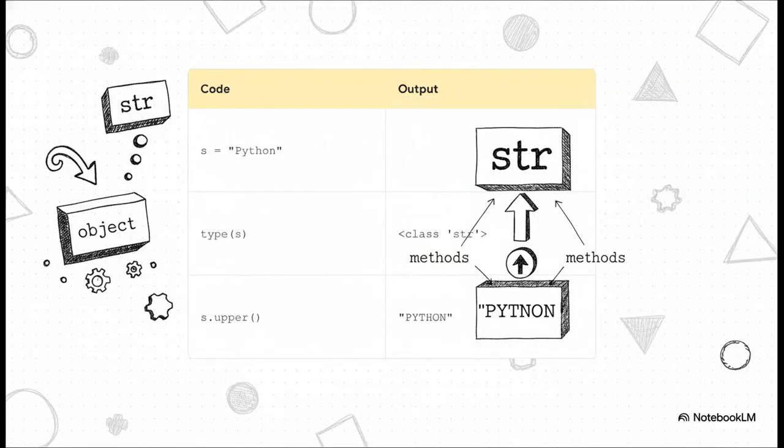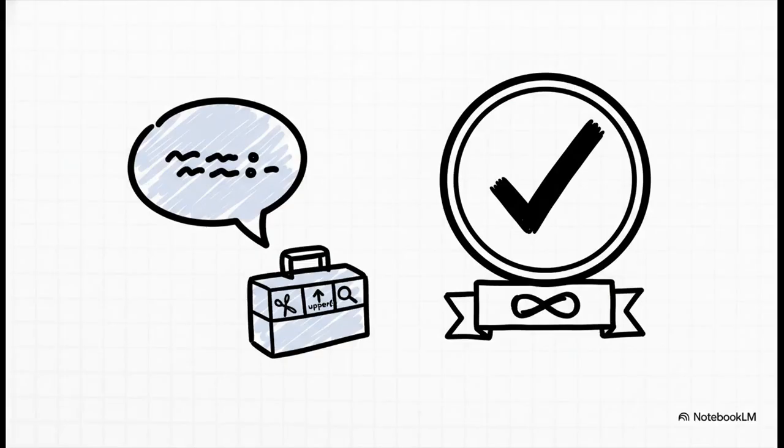And would you look at that? It's the exact same story. We run type on our string, and sure enough, we get class str. And because it's a string object, it comes with a whole toolbox of handy methods like upper, which, well, you know what that does. So yeah, the pattern holds. A string in Python is definitely an object. The rule is looking pretty solid so far.